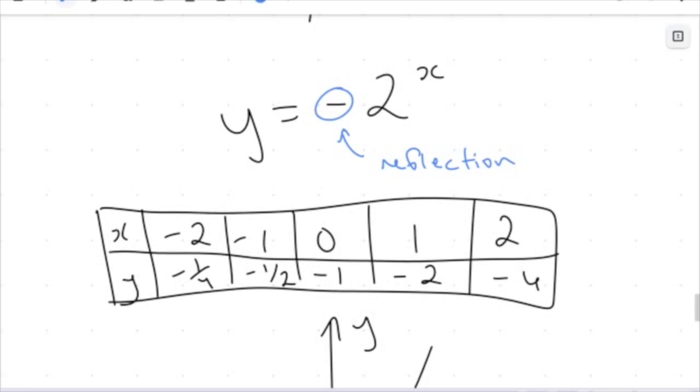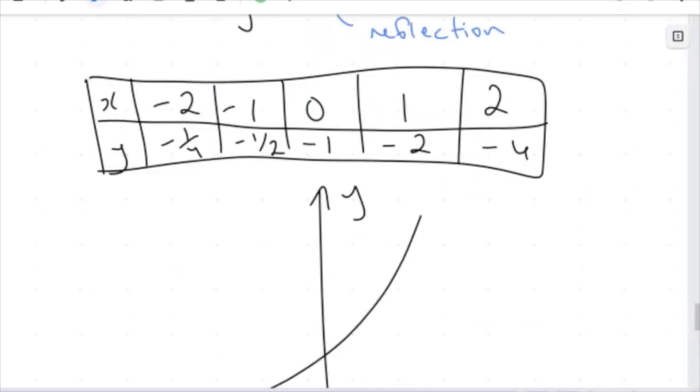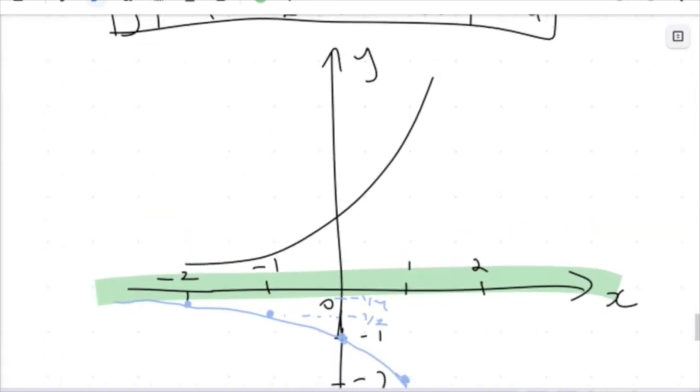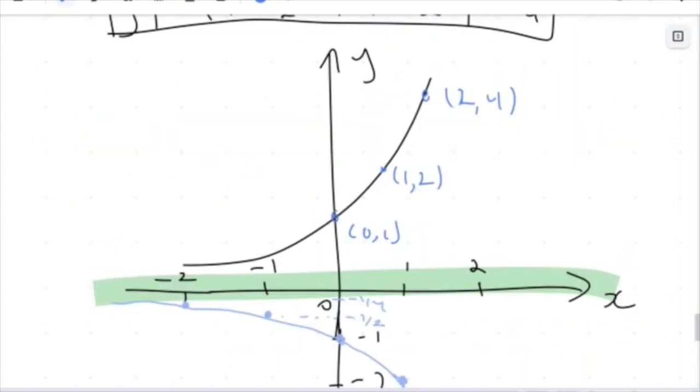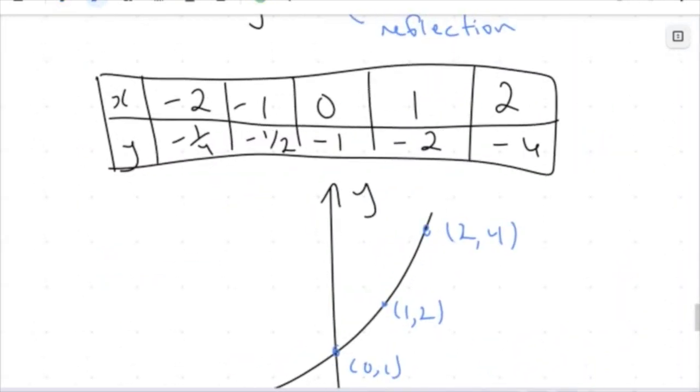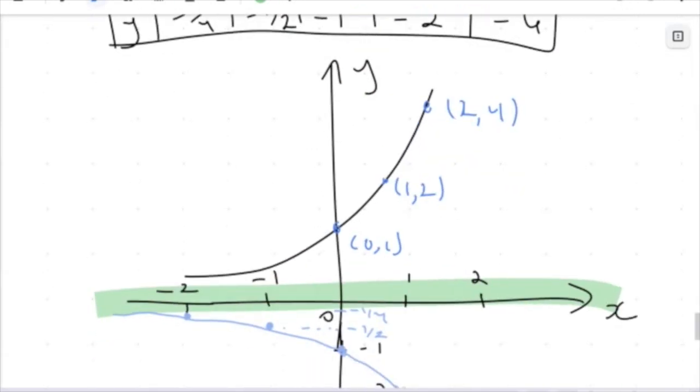This is a reflection in the y direction. So this negative here is acting on the y. And we can see because every y value here, instead of being positive like up here, for example, we had positive 1, positive 2, positive 4, everything is negative. These here are the same numbers, but they just have a negative here. So this is a vertical reflection.